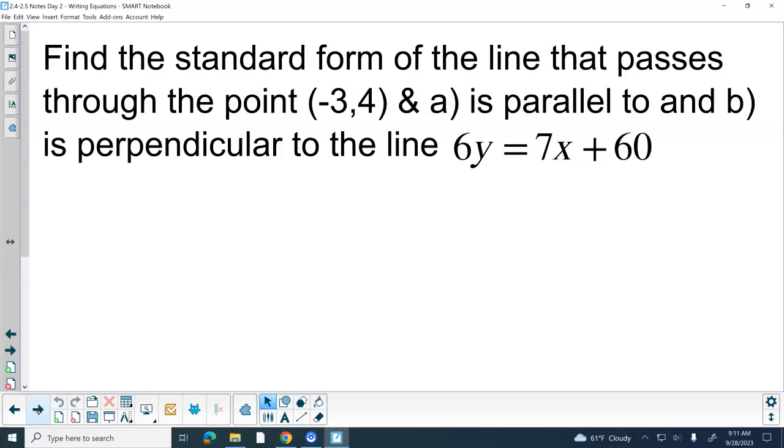Something about x and y. They got to be on the same side. Yep. X and y are on the same side. No fractions, no decimals. Okay.